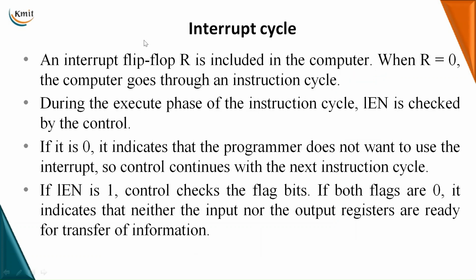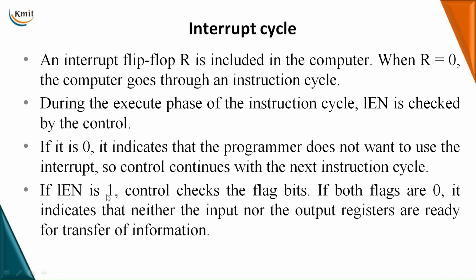Here if you see, an interrupt flip flop R is included in the computer. When R is 0, the computer goes through an instruction cycle and continues with the normal execution. During the execute phase of the instruction cycle, the control checks the IEN, the interrupt enable flip flop. If it is 0, it indicates that the CPU or the programmer does not want to use the interrupt, so it continues with the next instruction cycle.